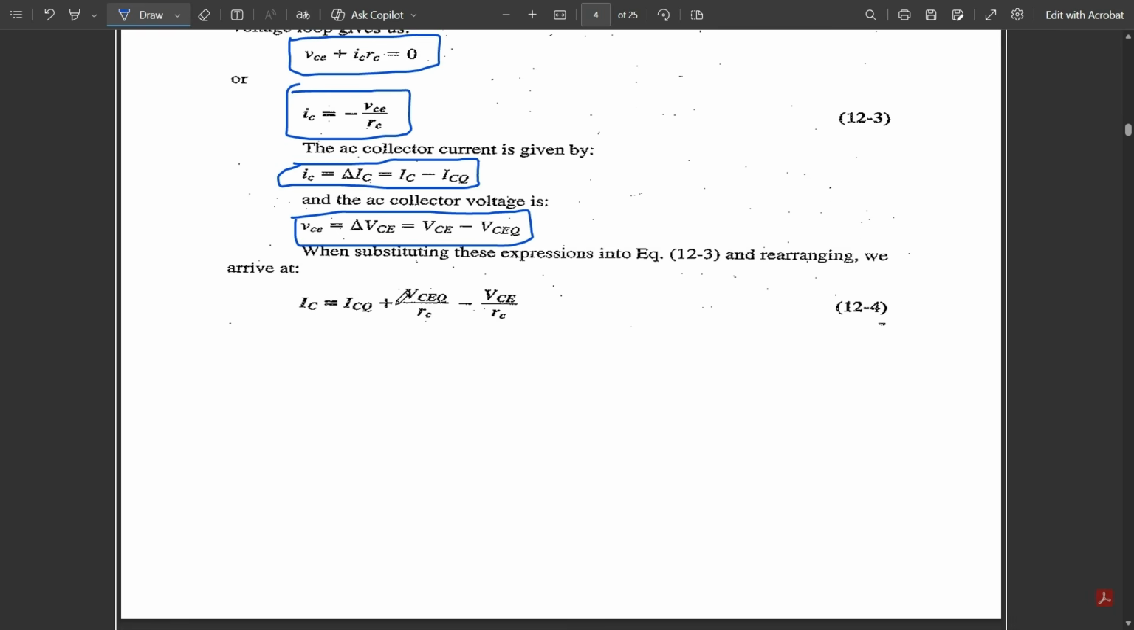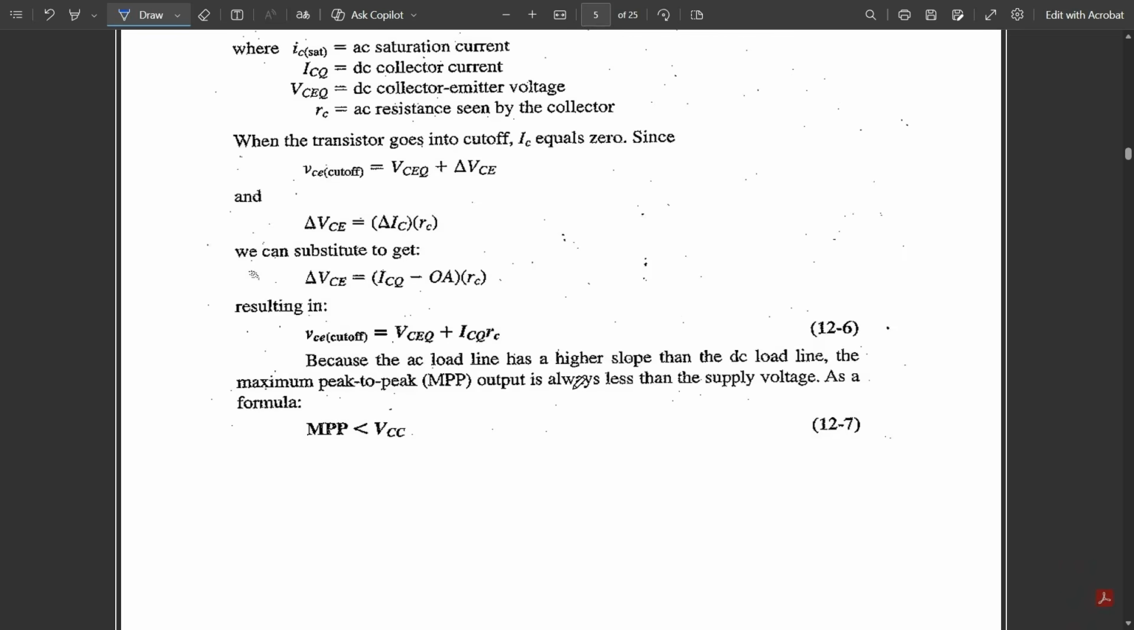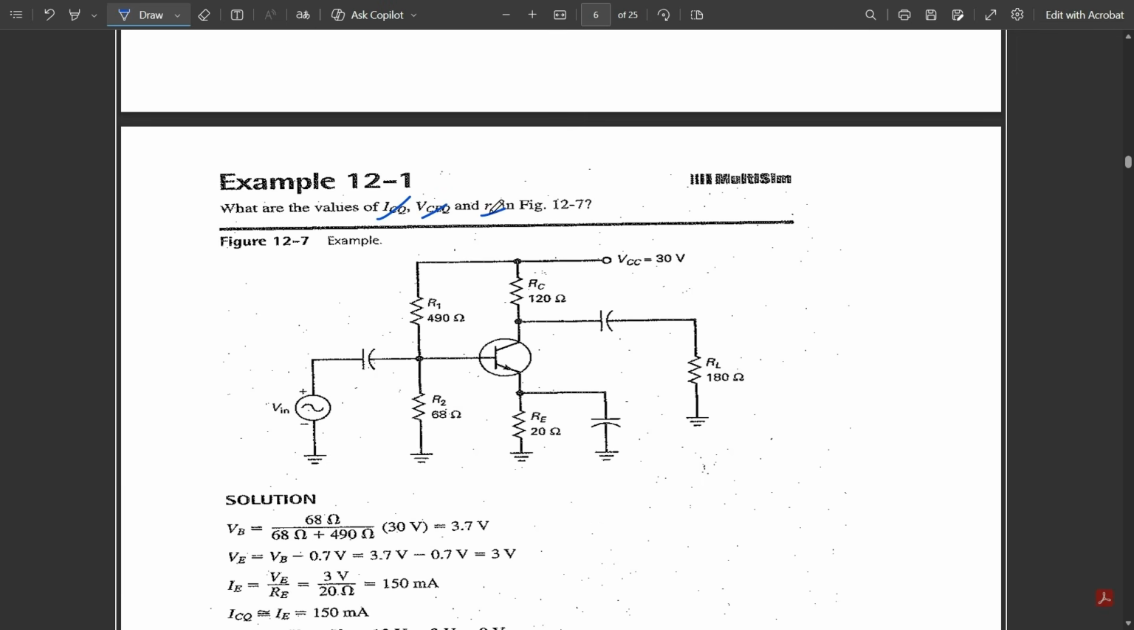ICQ is equal to IC minus IC, right? The AC emitter current minus the DC emitter current. Like that, you could be finding ICQ, then VCEQ and RC also could be found out. Okay, so this is the circuit given. They have used an NPN transistor here. R1 is equal to 490 ohms, R2 is 68 ohms, RC, that is the collector resistance, is 120 ohm, VCC is 30 volt, load resistance is 180 ohm, and the emitter resistance is 20 ohm.